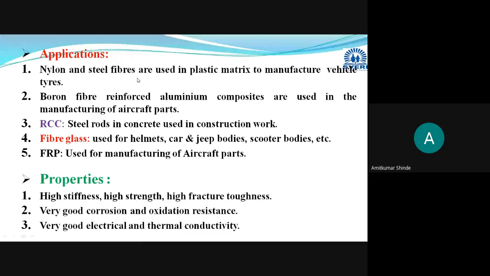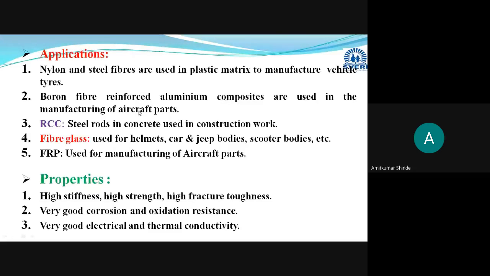And how are these manufactured? In nylon material, steel fibers are introduced. Nylon is classified as a polymer, and in this polymer material you can introduce steel fiber. Steel fibers are added in nylon, and from that, vehicle tires are manufactured. Then the manufacturing of different aircraft parts can be done by introducing boron fibers in the aluminum material, or the aluminum matrix.